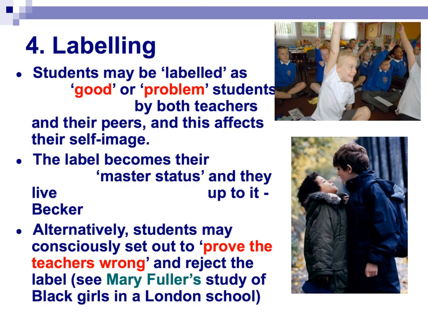Alternatively, and this is always useful for AO2, Becker's idea is a bit deterministic about the power of the label. Students can consciously set out to prove teachers wrong and reject the label. The best study for that is Mary Fuller's study of black girls in a London school. Even though it's a very small study, it is worth highlighting that those girls rejected their label and proved their teacher wrong, not because they liked the teacher, but because they wanted to prove her wrong.